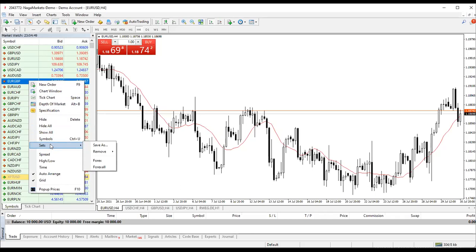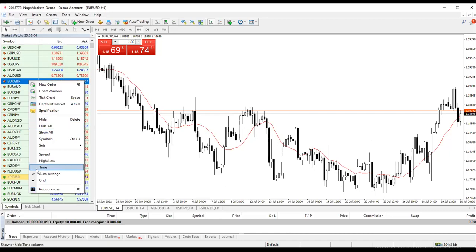Some people prefer that way. Some people don't like when things are too crowded. So they will just hide all and leave only those assets. Probably you are interested in trading the major currencies. You will leave only the major currencies. You can select them and leave only those ones showing here.